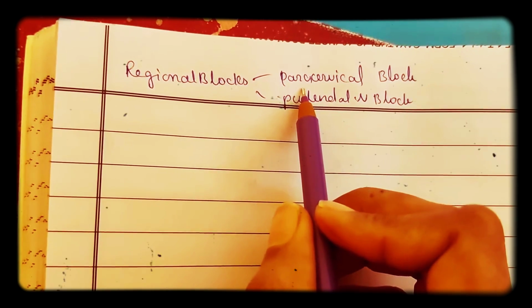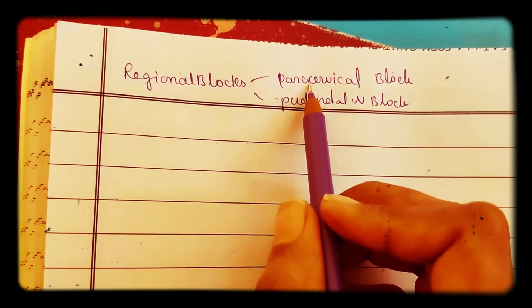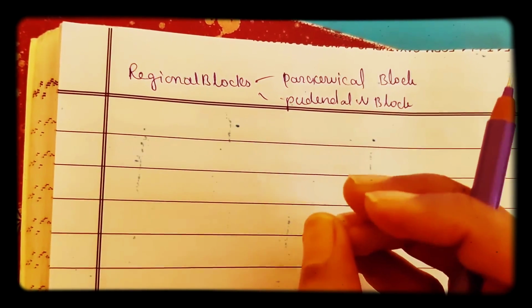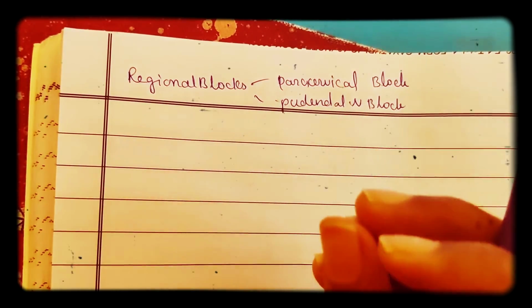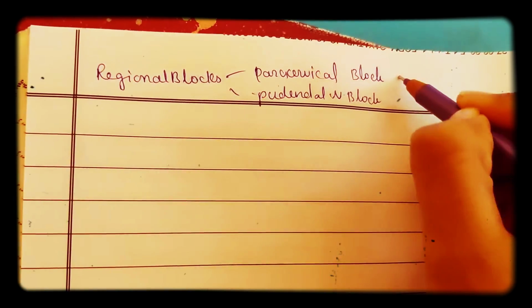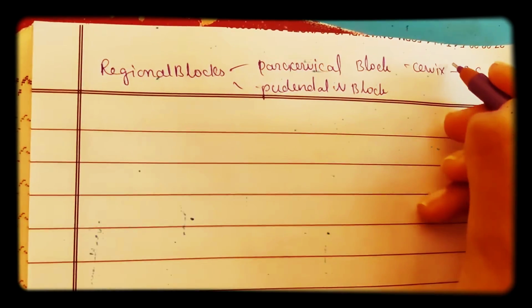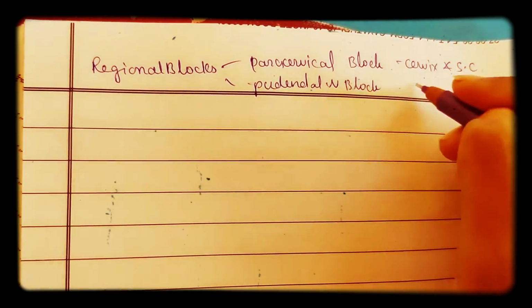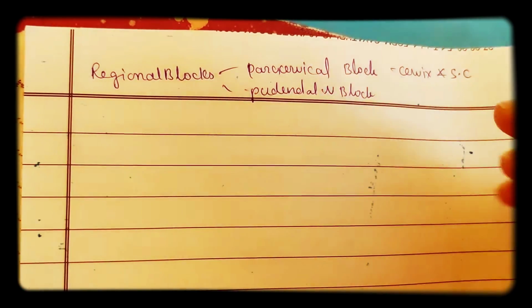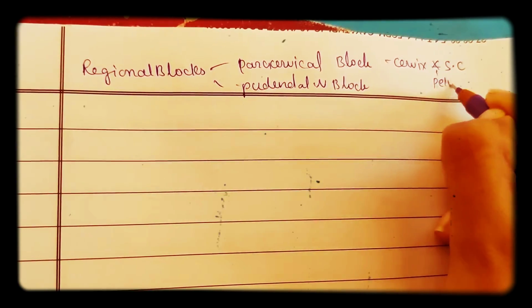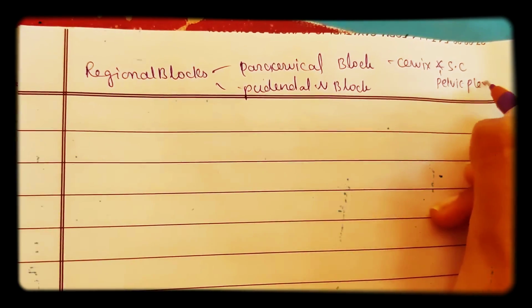First, the paracervical block. The paracervical block is where you will block the pelvic plexus, which is carrying pain from the cervix to the spinal cord. So the pain is carried from the cervix to the spinal cord. So now you want to block this. If you block this, the pain will not go, right? So to block this, you have a mediator, that is the pelvic plexus. You need to block this pelvic plexus.